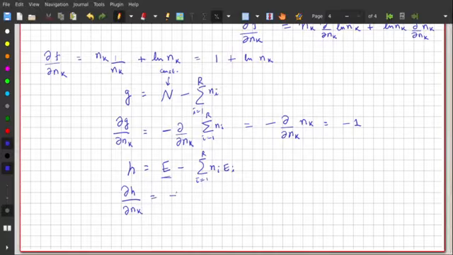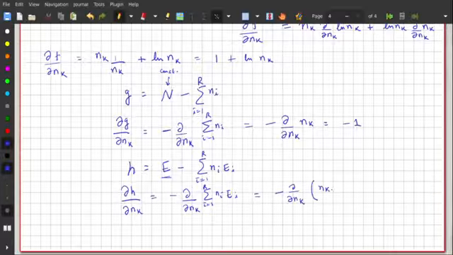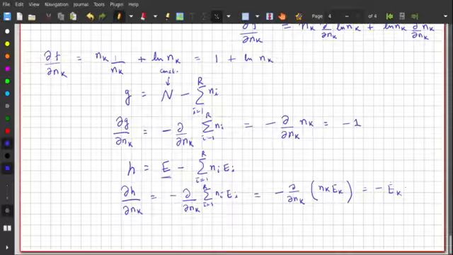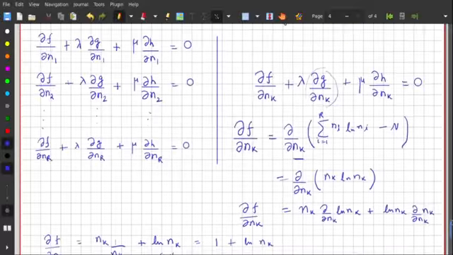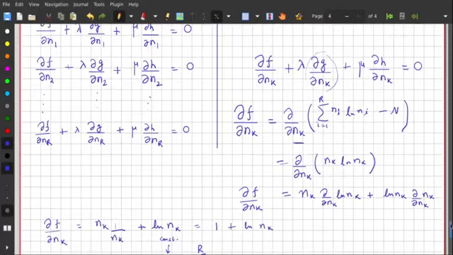So what we have is negative partial with respect to n_k of the sum over i equals 1 to r of n_i e_i, and the only term that will contribute again is the kth term itself. This is minus partial with respect to n_k of n_k e_k, so this becomes minus e_k. Okay, so we have all these derivatives, and now let's combine them.